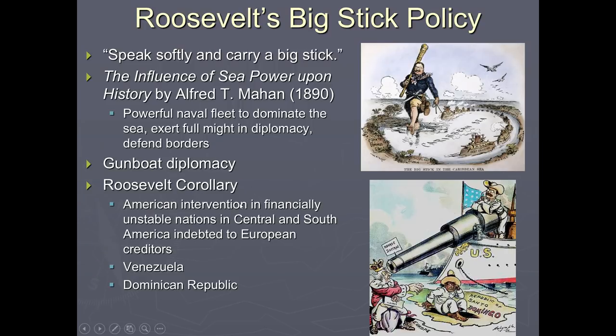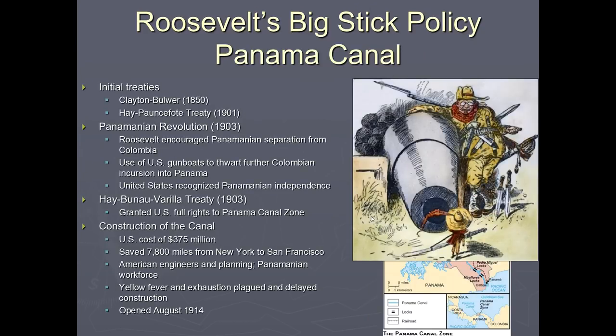He signs the Roosevelt Corollary, which is an extension of the Monroe Doctrine, except now we're going to intervene in the financially unstable nations in Central and South America that are indebted to European creditors, all because we want to have access to the resources in Latin America. We're even going to build the Panama Canal, which connects the Atlantic Ocean to the Pacific Ocean, and we're going to even encourage a revolution by the Panamanians and then construct the canal.